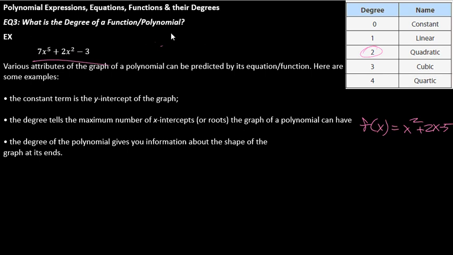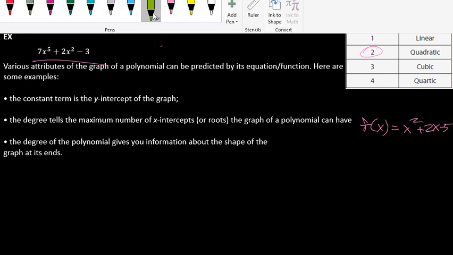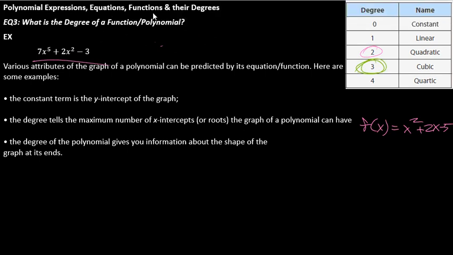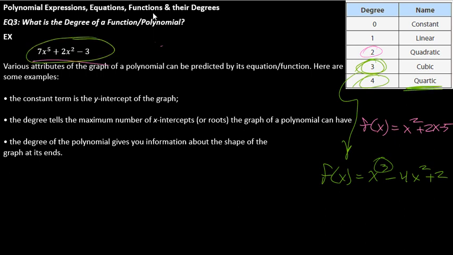This would be quadratic. Then you've got your cubics, which we should know pretty well by now also. So f of x equals x to the third minus 4x squared plus 2. The point is the highest degree on a cubic is to the third. And you can already guess a quartic, your highest degree term would be a 4. This one here would be quintic because we have a fifth degree as the highest term.